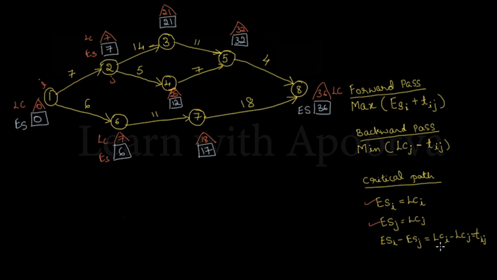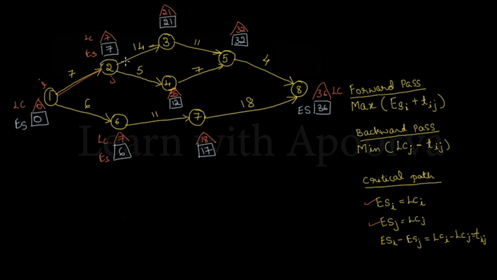Now let us look at the third condition. The difference between the ES values of both nodes should be equal to the difference between both latest completions, and that should be equal to the activity duration. So 7 minus 0 is 7, 7 minus 0 is 7, and the activity duration is also 7. So nodes 1 and 2 will fall under the critical path.